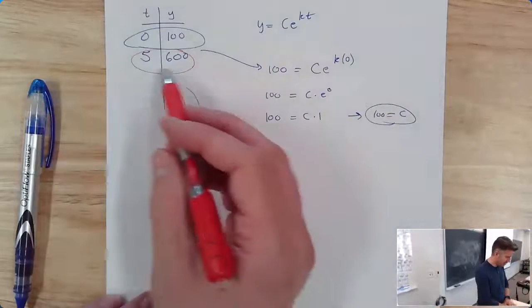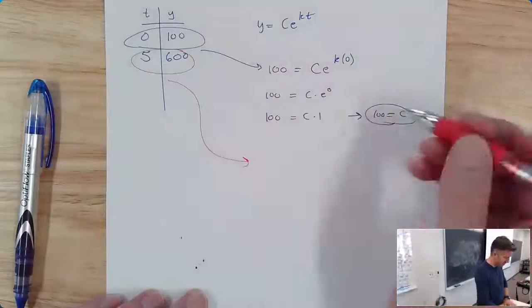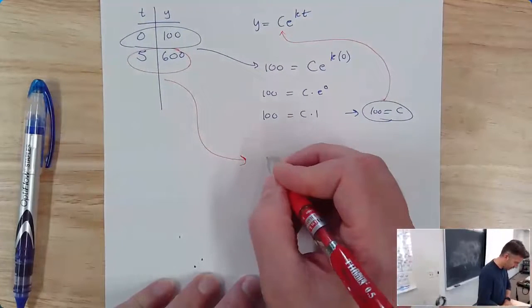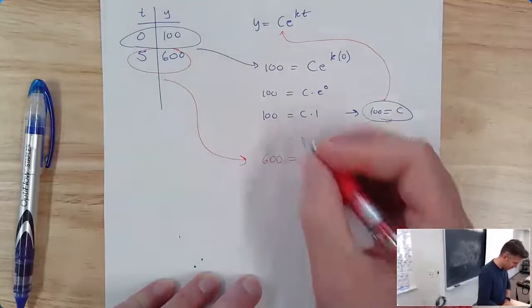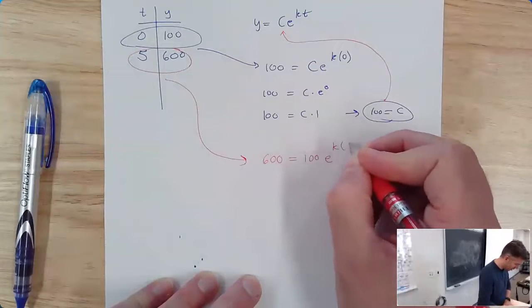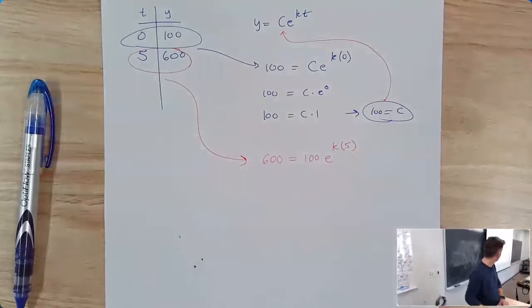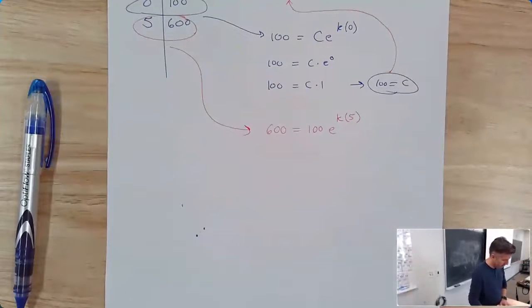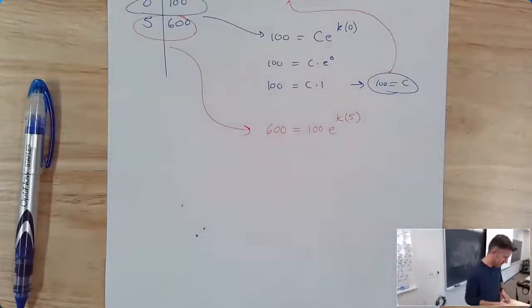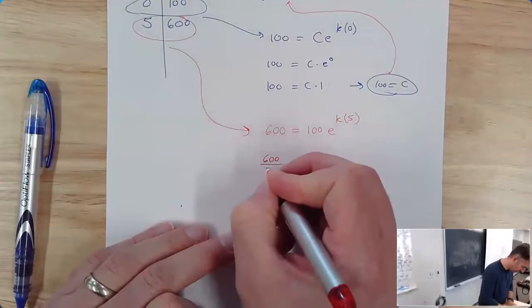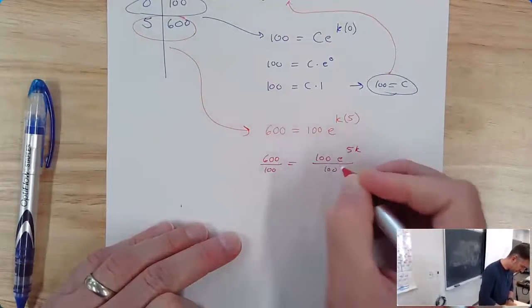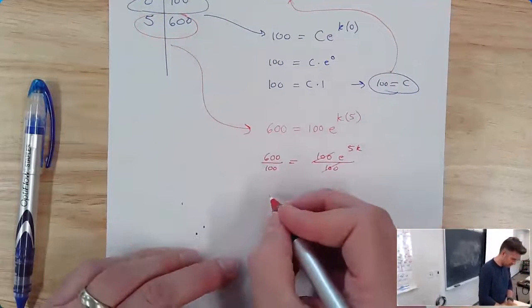So now plugging in this to our refined model, where we now have plugged in C equal to 100 already, we have y is going to be 600 equal to C, which is 100, times e to the k, which we don't know, and we're plugging in 5 for t. And then we're going to solve for k. And the process is pretty standard. First, divide by whatever that c value is. So divide both sides by 100. So 600 divided by 100 equals 100 e to the 5k divided by 100. Those cancel. 600 over 100 is 6.